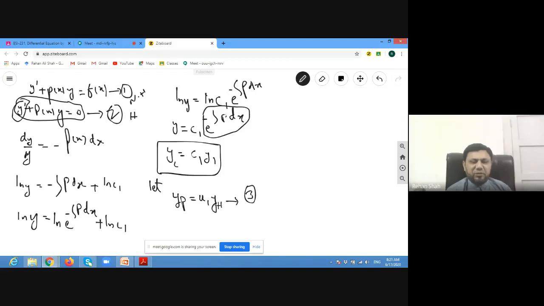Let yp is equal to u1 y1. This is according to the method of variation of parameter. You look into yc. You only change the constant of integral by unknown functions in yp. In this method, first you find yc. After finding yc, you only change the constant of integral into the unknown function u1.